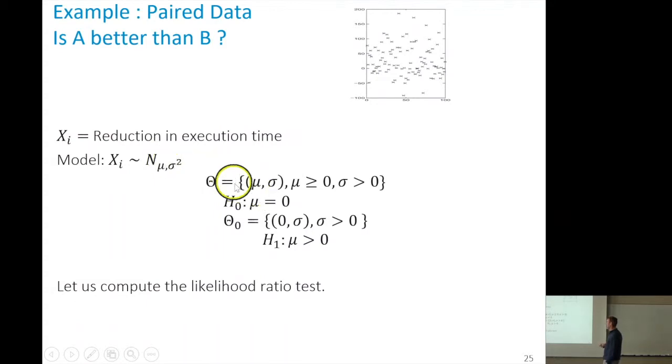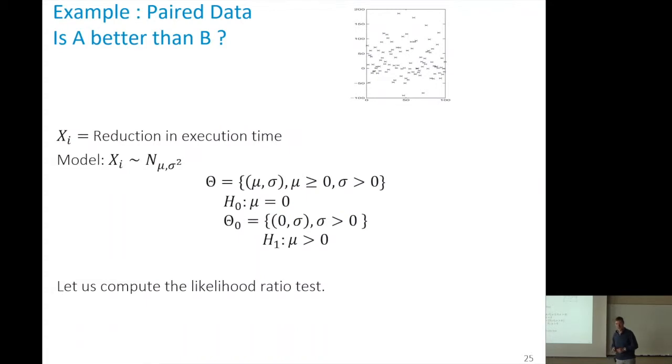There is no significant difference, so things are random, of course, but we assume that this is purely noise, the difference, versus there is a drift, there is a significant mean that is positive. So this is H1. So theta 0 corresponds to all values (mu, sigma) with mu equal to 0.